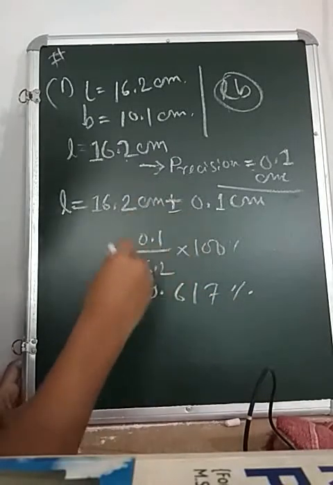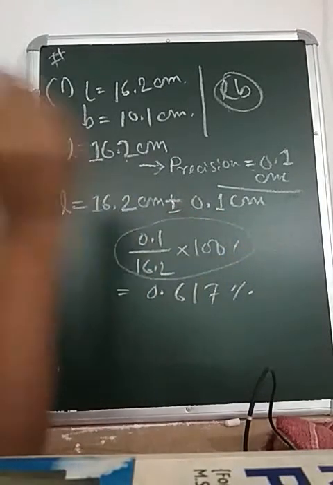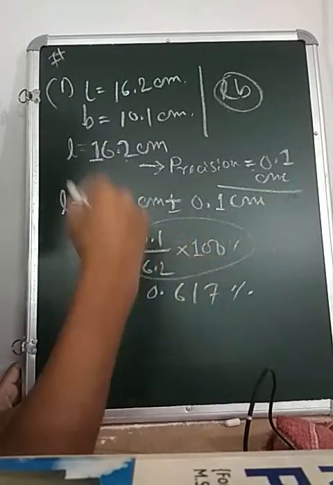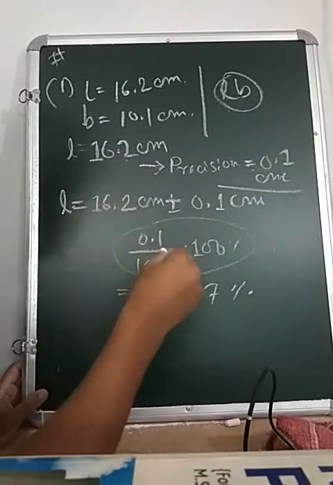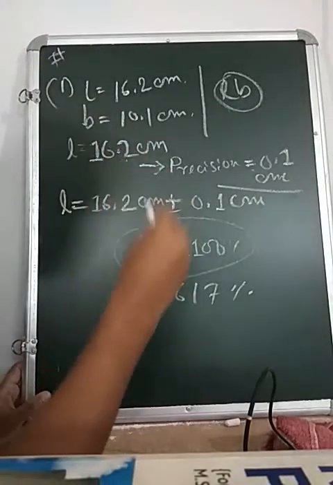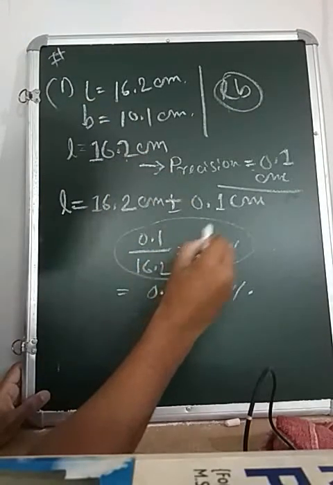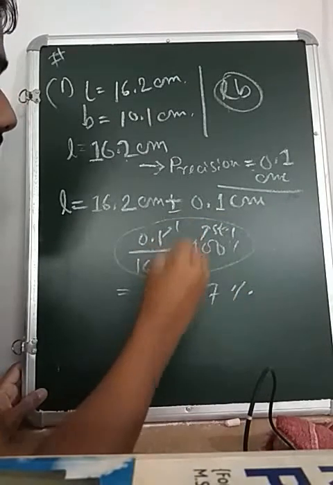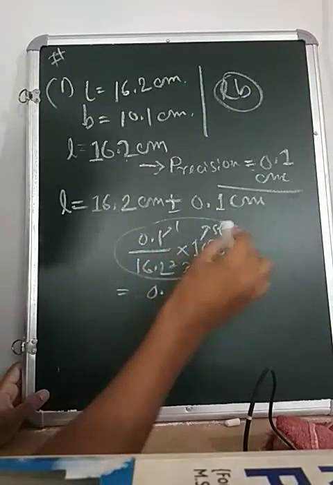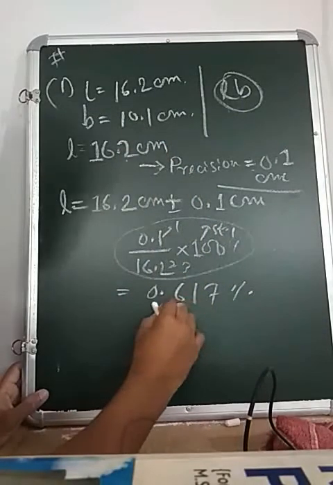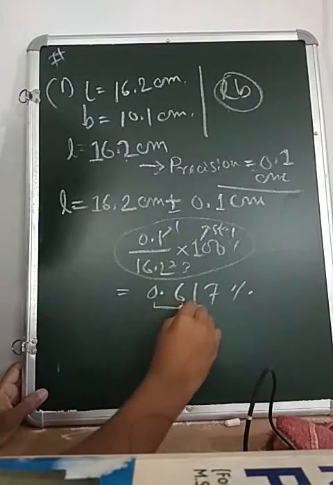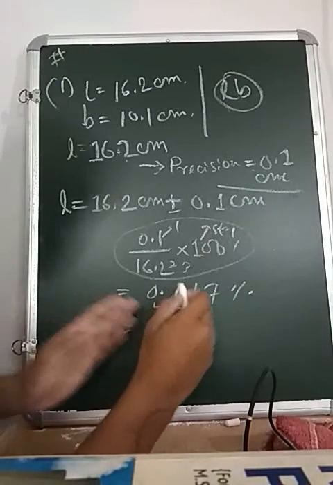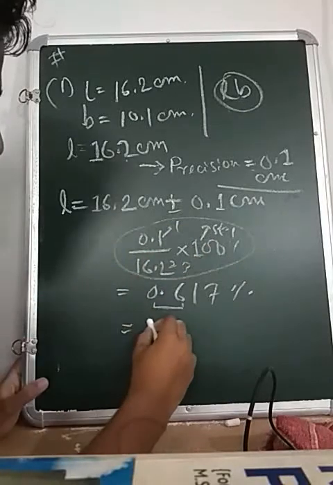But during multiplication, we have to see the number with the least significant figures. What is the least significant figure here? The significant figures here are 1, 1, and 3, so the least is 1. So we have to make the result significant up to the first term, one significant digit. So what will be the result?